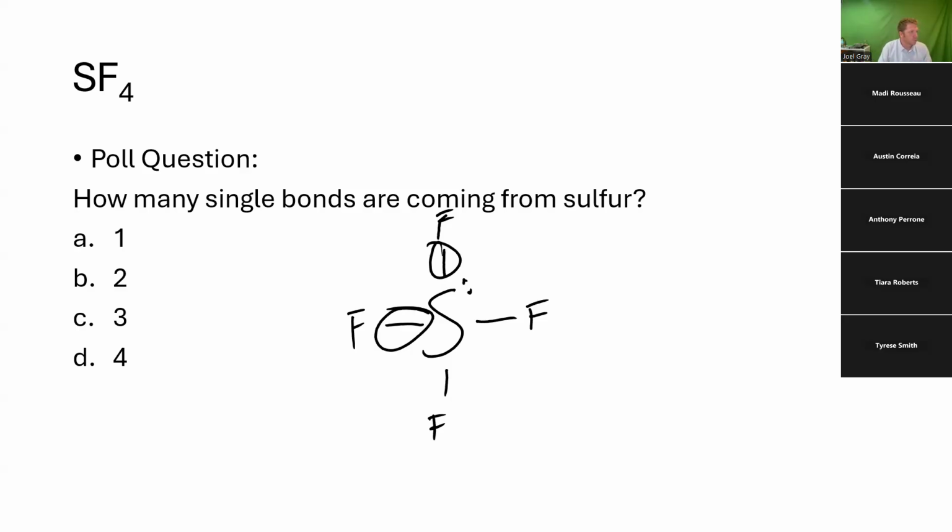One, two, three, four. It didn't ask anything about lone pairs. But with that said, another question that you might want to anticipate would be a modified form of this. It would be something like how many lone pairs are on sulfur? Or how many lone pairs are on each fluorine? If the question was how many lone pairs are on fluorine, your answer would be three. There's three lone pairs on that fluorine. Okay, so there's more of that.